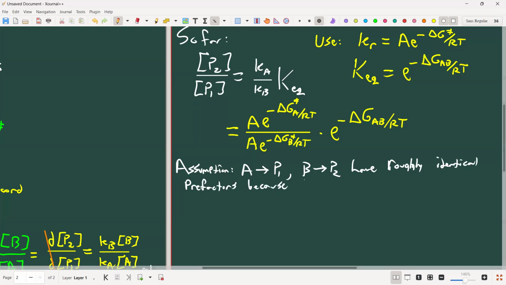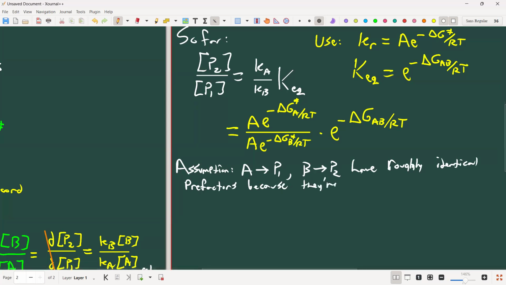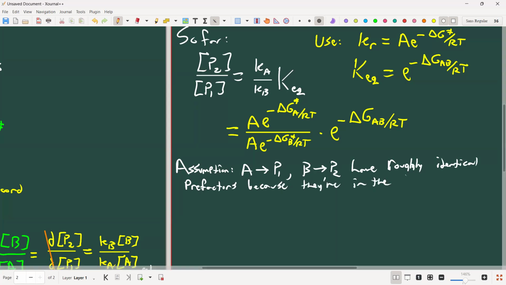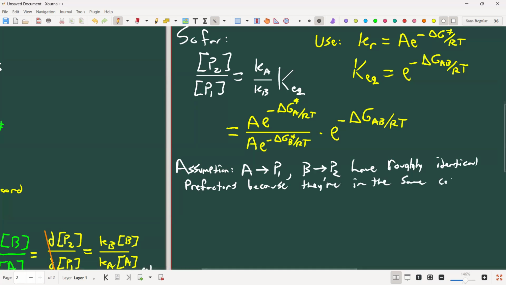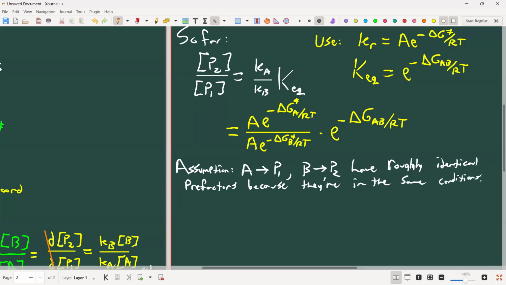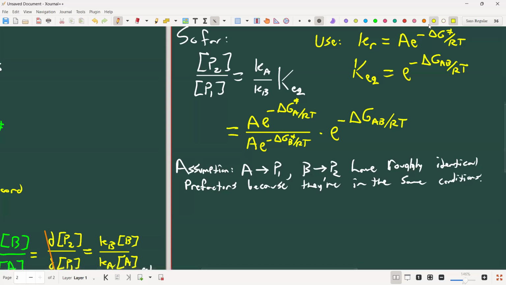Because they're in the same conditions, right? They might be slightly different, but we're just going to assume that, again, we have a mixture of A and B that's all at 300 Kelvin. It's at some concentration. Everything is basically the same, right? They're not really any appreciably different. So what we can do is we can cancel this out.